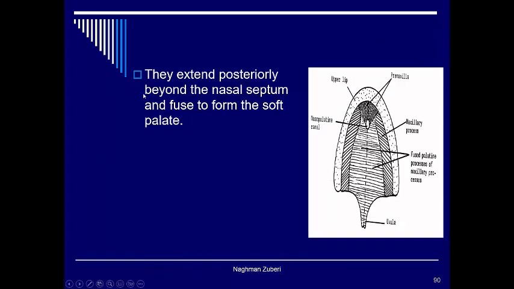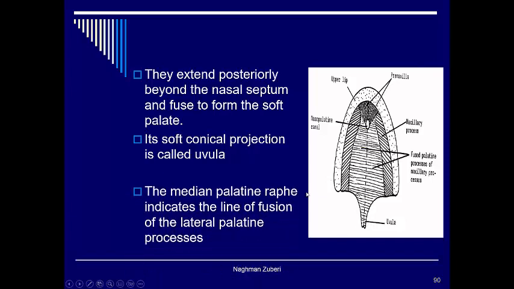They extend posteriorly beyond the nasal septum and fuse to form the soft palate and then further to make the musculus uvulae. Its soft conical projection we call the uvula. If they are not merging in this area, we can have even a bifid uvula as well. The median palatine raphe indicates the line of fusion of the lateral palatine processes.